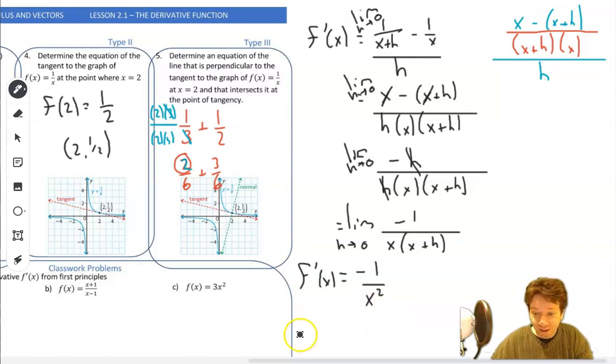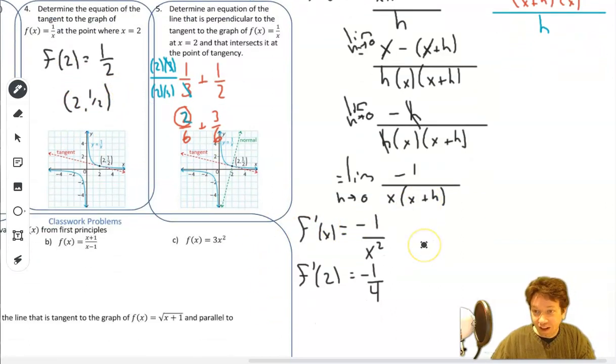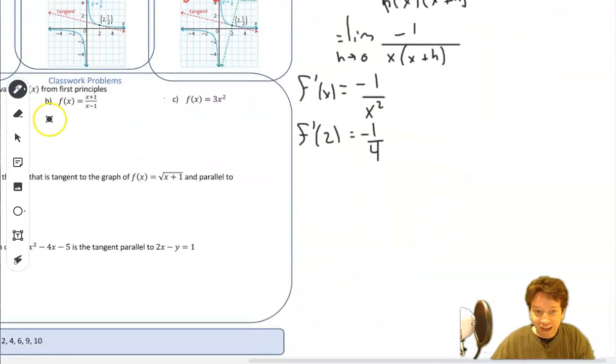So if I want to figure out the slope of the tangent at 2, we're just going to figure out what that derivative function is at 2. So it's -1 over 2 squared, or -1 over 4. So now that I have the slope of the tangent at 2, and I have a point on that tangent, I can figure out the equation of that tangent. And how I'm going to do that is I'm just going to use the slope equation. I'll use a different color here.